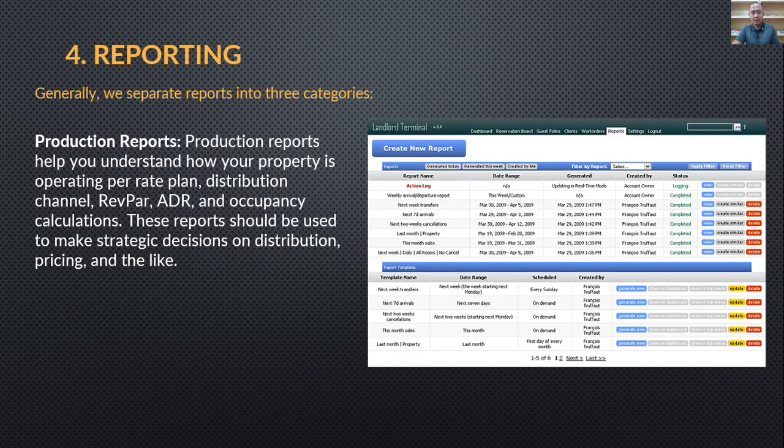So we do have the production reports. The production reports will help you understand how your property is operating per rate plan, as well as the distribution channel, and also the RevPAR, ADR, and occupancy calculations. These reports should be used to make strategic decisions on distribution, pricing and other options related to your production.